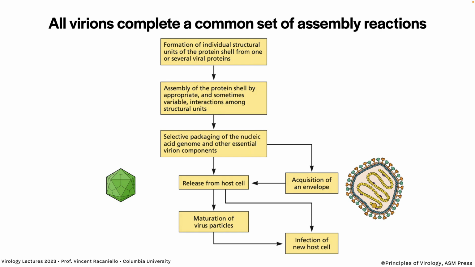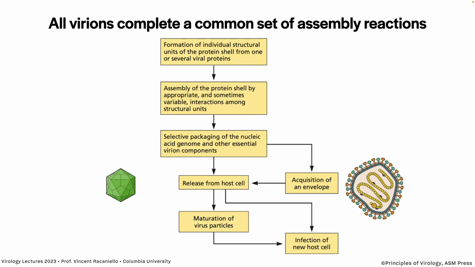You start out, of course, by making the structural units. Remember, a structural unit is made up of subunits. The viral protein, the polypeptide chain, is the subunit. And then you make a shell by interaction among the proteins. The shell could be a nucleocapsid, RNA protein, DNA protein, or it can be an icosahedral shell.